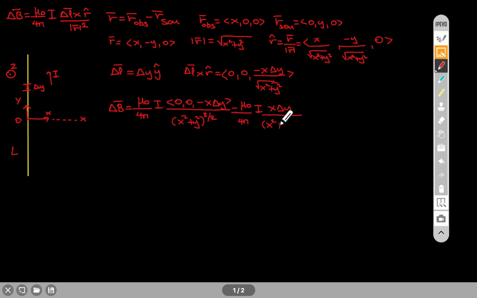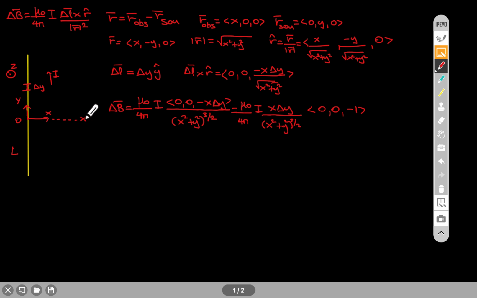And I'm keeping this 3 over 2, and then I'm just gonna write 0, 0, minus 1. So this vector, which is a unit vector, 0, 0, minus 1, is showing me the direction of the small magnetic field created by the short wire.